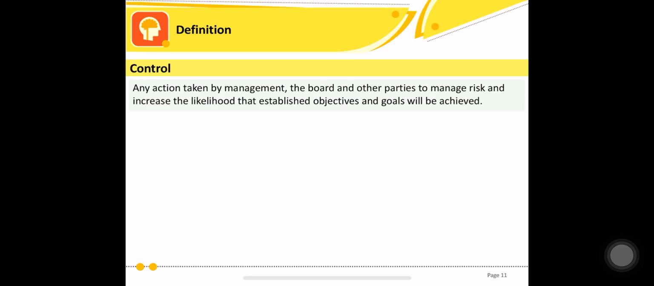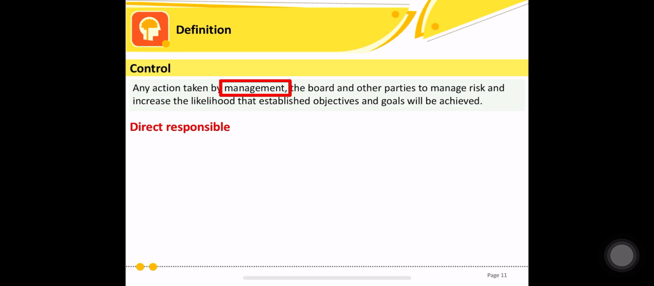Any action taken by management, the board, and other parties to manage risks and increase the likelihood that established objectives and goals will be achieved. And just take note of this, the one who's responsible for the control is of course the management. As we have learned from the previous videos, risk management is under the responsibility of the management. That's why it's called risk management.